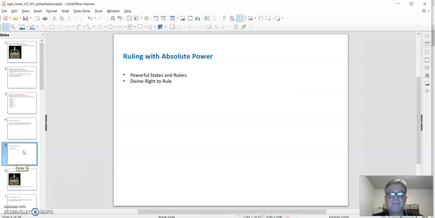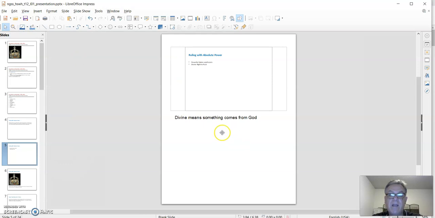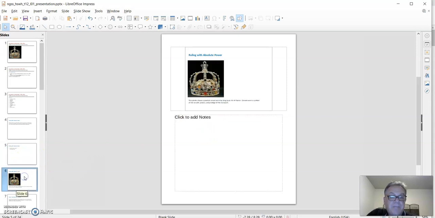Let's go to the next slide. Powerful states, rulers, and divine right to rule. We talked about this last week. We introduced the concept. I'm going to go back to my notes, and let's see what notes I gave you. And divine means something comes from God. So that would be something that you could add. And again, I think you're getting the idea.